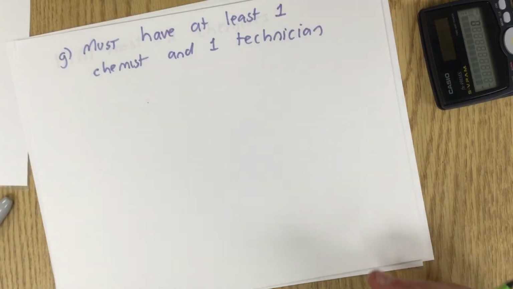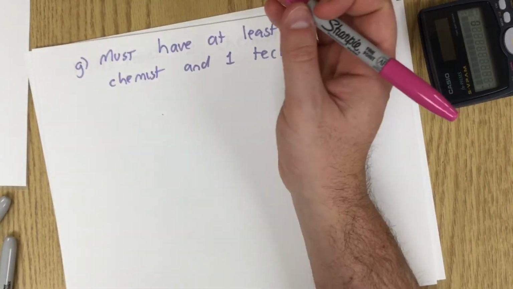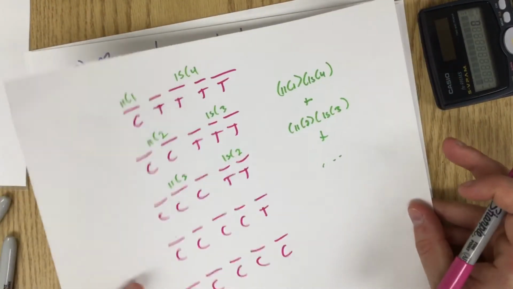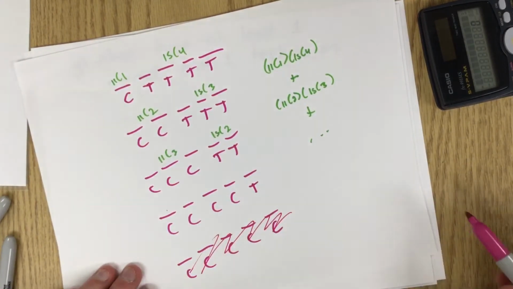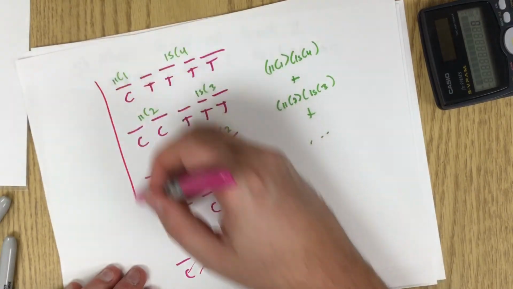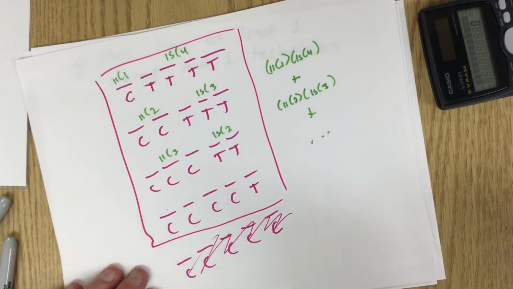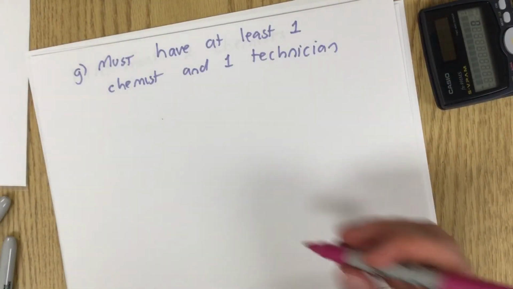Must have at least one chemist and at least one technician. Okay, so at least one of each. This one might be more reasonable to do directly, because if we do it directly, it would just be adding up. This one does not have at least one tech, so it would not be that one. So one way to do it is to just add up those 4. The other way of doing it, we could do this one indirectly, though the indirect is not as awesome here.